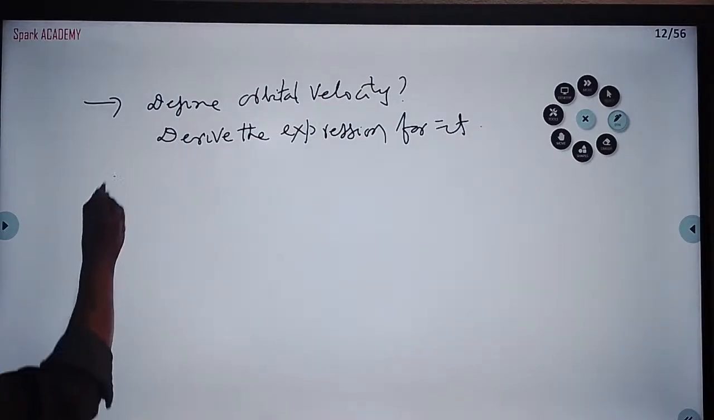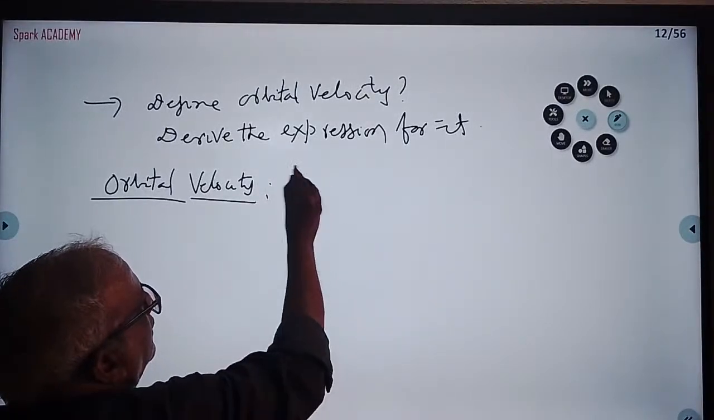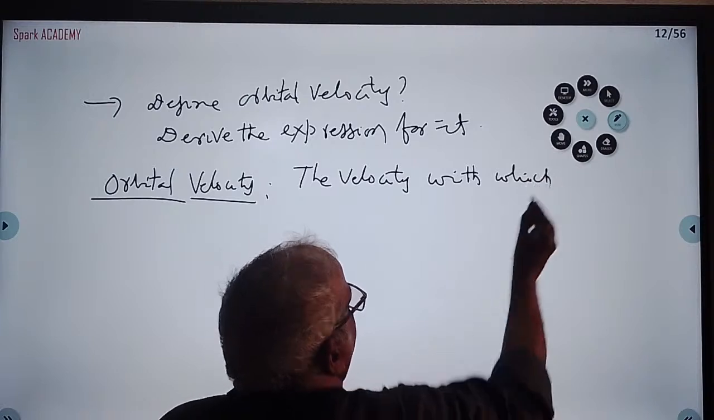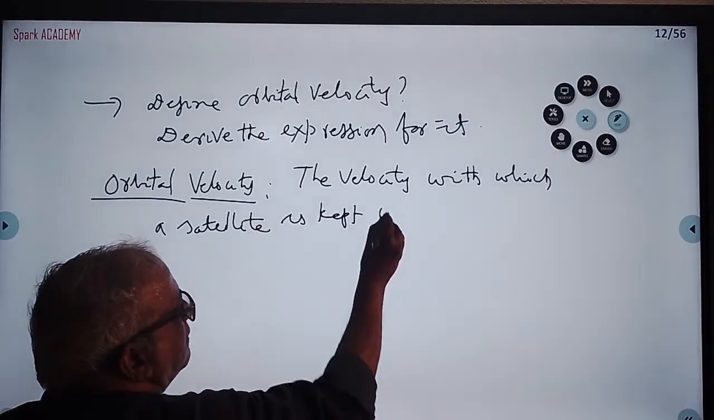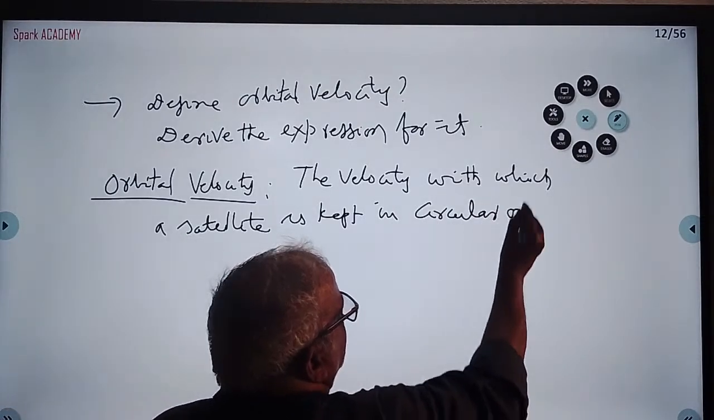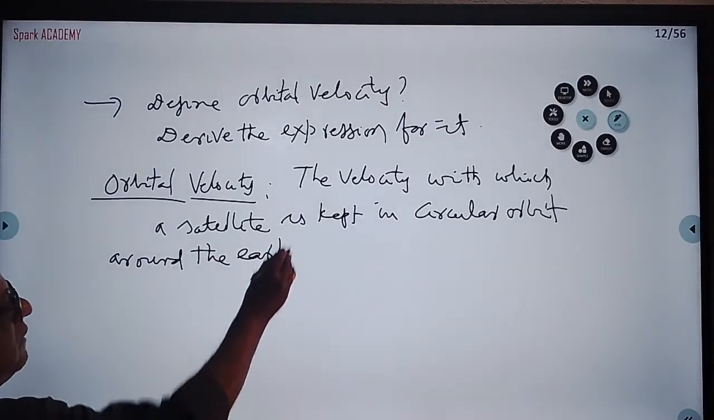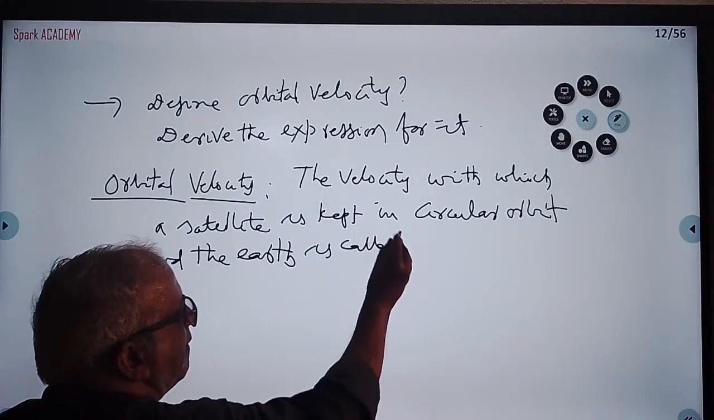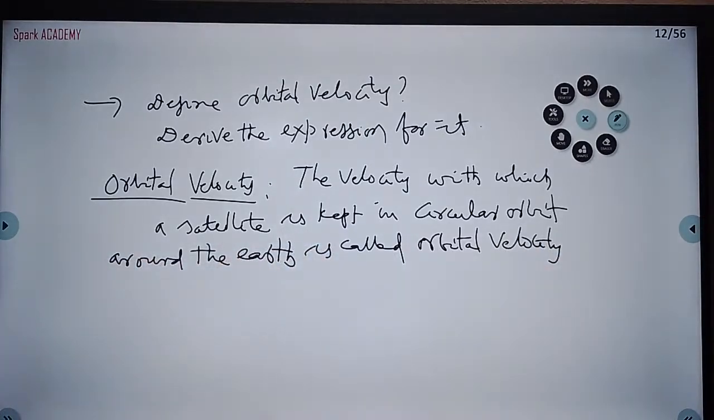What is orbital velocity? Definition: the velocity with which a satellite is kept in a circular orbit around the earth, or any planet, but mainly the earth, is called orbital velocity. So I am drawing the diagram.